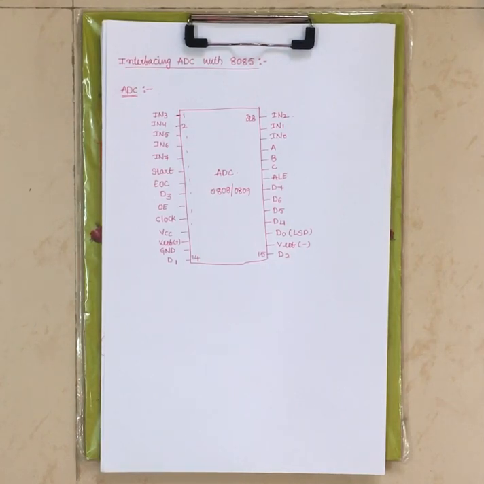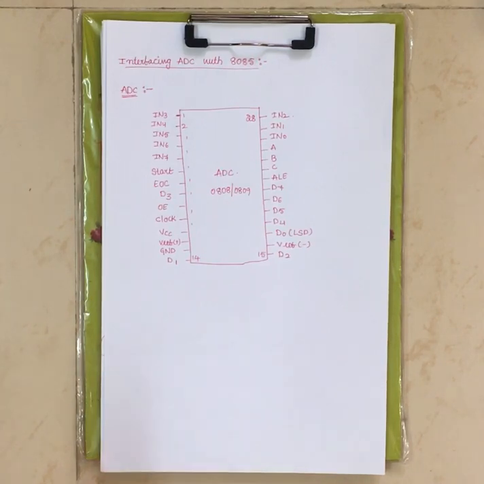Before going to the interfacing part, let us see the pin diagram of ADC, the IC chip of ADC. Now DAC is a 16 pin IC. If you see the pin diagram here, ADC is a 28 pin IC, with 14 pins allotted on one side and the remaining 14 pins on the other side.